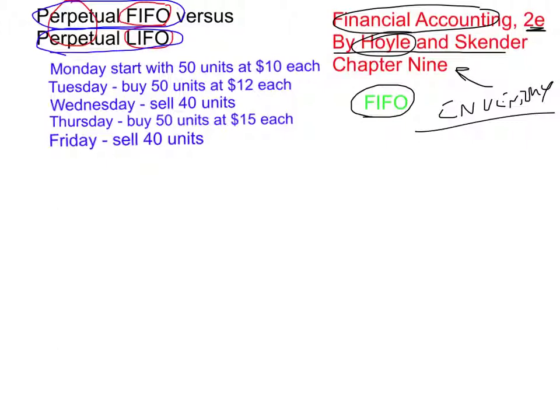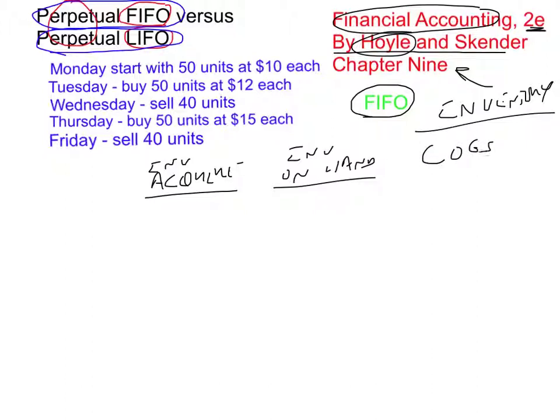Whenever I use a perpetual system, I always like to set up three columns. Inventory that you acquire, to indicate how much inventory that you bring in during the month or the year. The inventory that you have on hand, and the inventory that you have on hand, of course, is what you have right now. And then the cost of goods sold. We're going to keep up with those three columns, and at the end, we're going to know the ending inventory and the cost of goods sold.